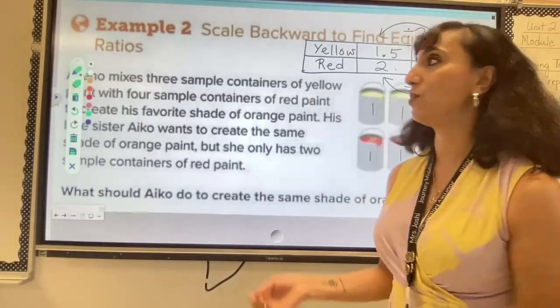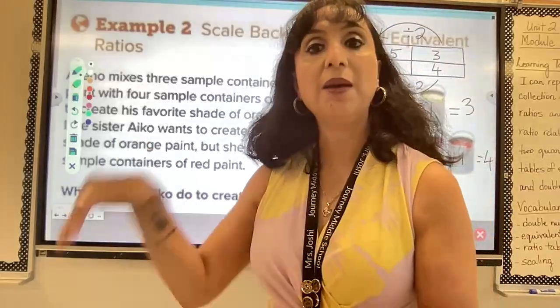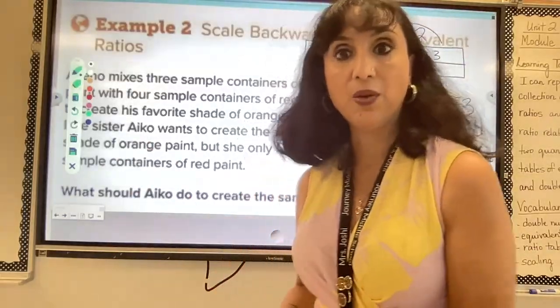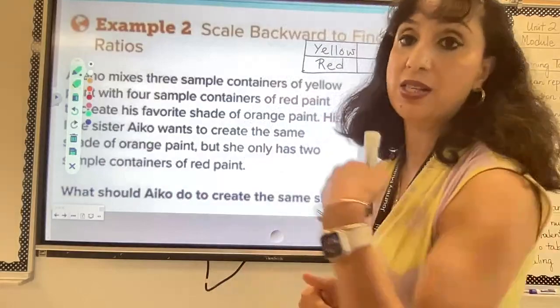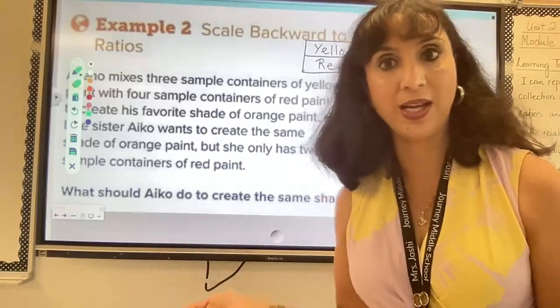I can also do it this way, scaling backwards. Remember, scaling forward, you're multiplying. Scaling backwards, you are dividing, okay? Because the number is getting smaller, that's why it's backwards. Forward is getting bigger, so that is why you are multiplying, all right?